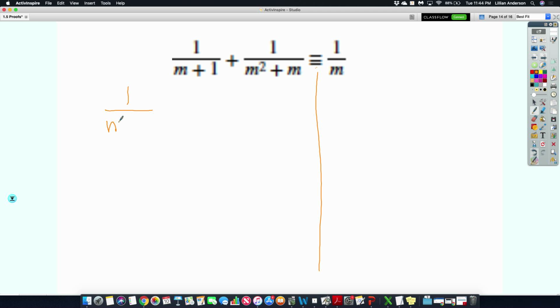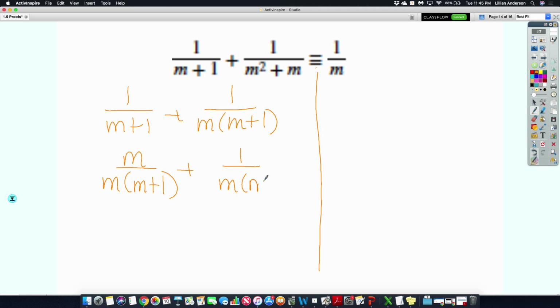So, to start, I am going to factor the second denominator. Hopefully you notice that there's an m in common between both of those terms. So that turns into m times (m plus 1). We need to multiply the first fraction by m over m. So then you get m over m times (m plus 1), and then you'll have 1 over m times (m plus 1).